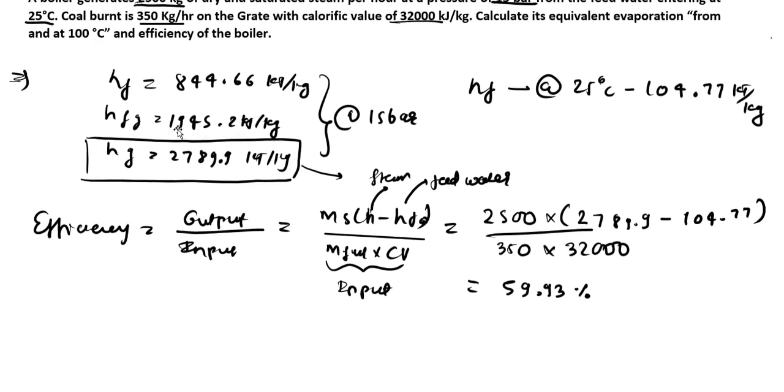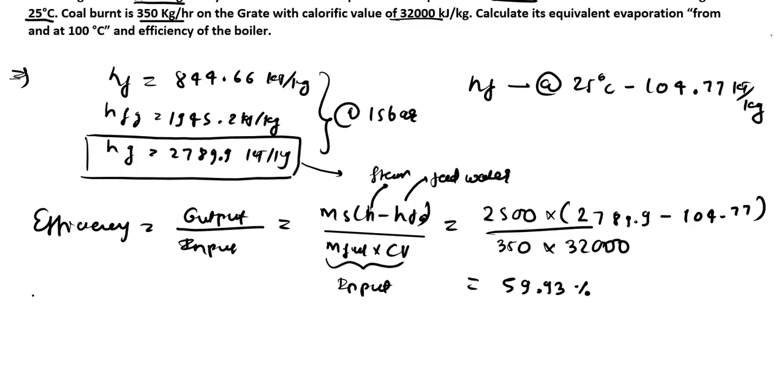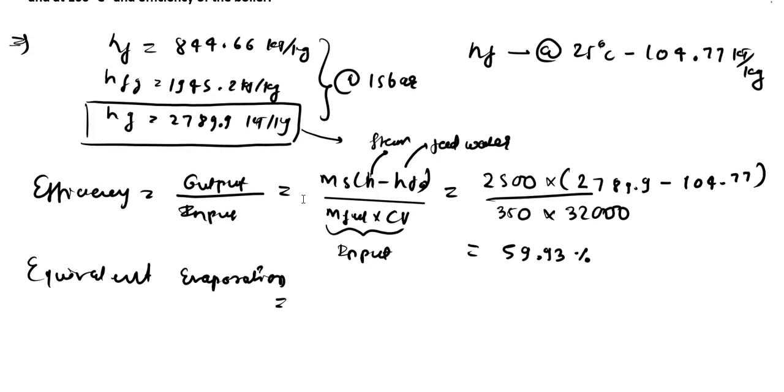And the second thing we are required to calculate is the equivalent evaporation. So what does it mean to calculate equivalent evaporation? Whenever you compare different types or designs of boilers, what you are looking for is how much steam each will generate. Let's say some boiler can generate 10 kg and some 12 kg. If you want to standardize the comparison, then equivalent evaporation is used to compare different boilers.